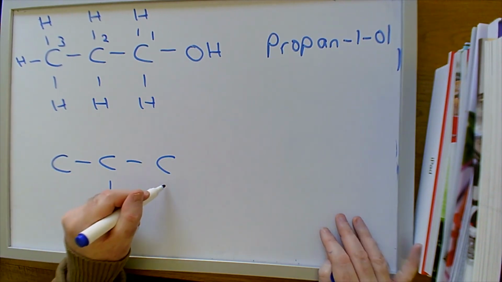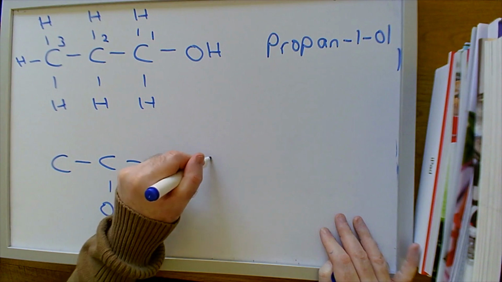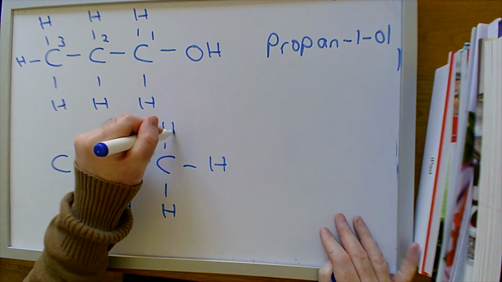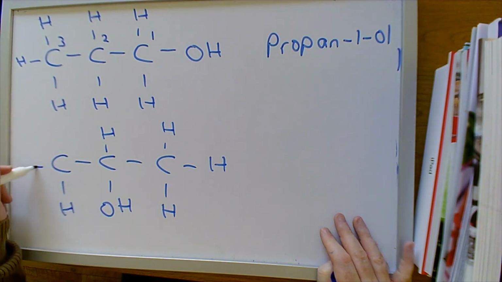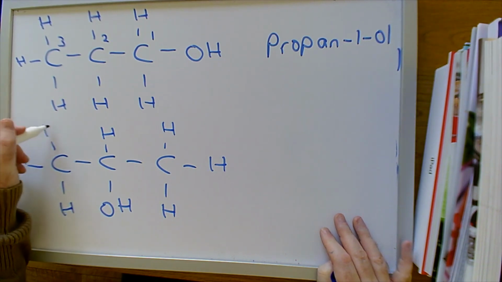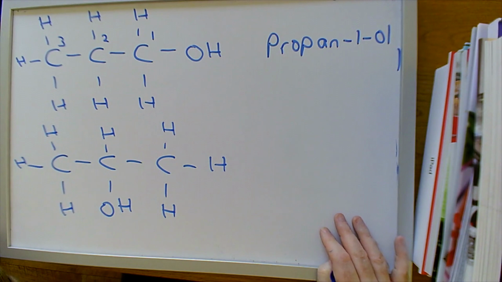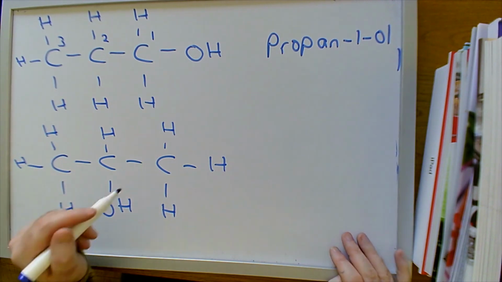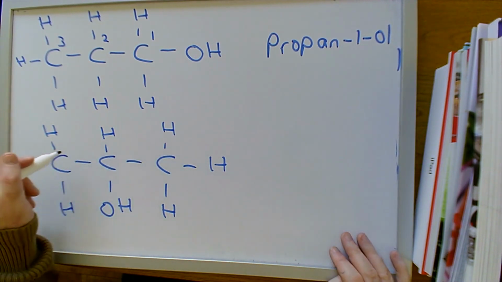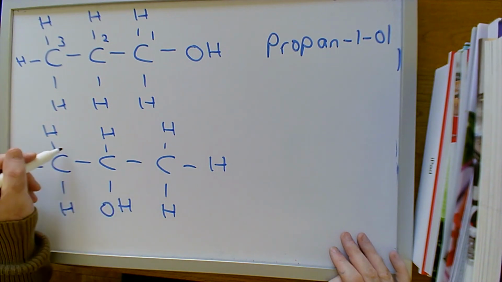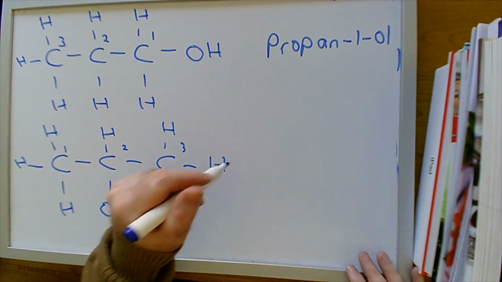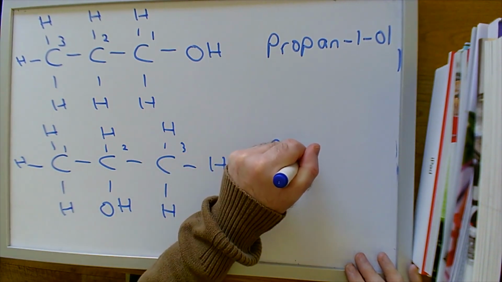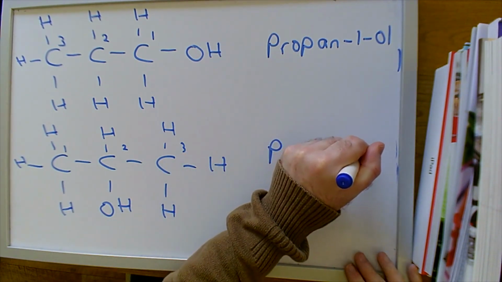And there's another version that I can draw where I put the OH in the middle of the carbon chain. Now, if I number the carbons starting nearest the OH group, it doesn't matter which way I number them. I can number them left to right or right to left. So I'll number them 1, 2, 3, left to right. The OH group is on carbon 2, and this compound is called propan-2-ol.